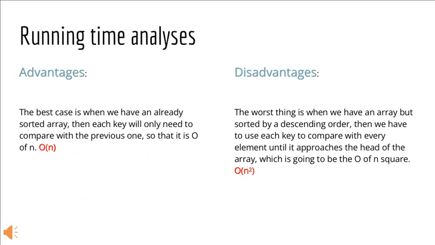And then we're going to talk about the running time analysis for the insertion sort. The best case for the insertion sort is when we have an already sorted array. Then each key we only need to compare with the previous one. So the time complexity of that is just O(n). The worst case we might face is when we have an array sorted in descending order. Then we have to compare each key with every element on its way to the head of the array, which is going to take O(n squared).